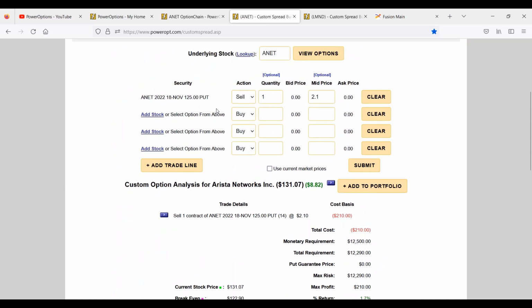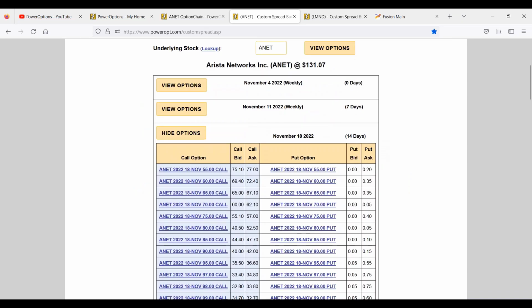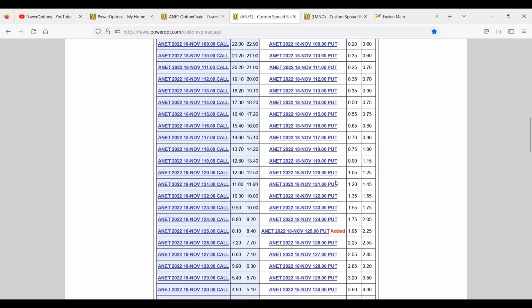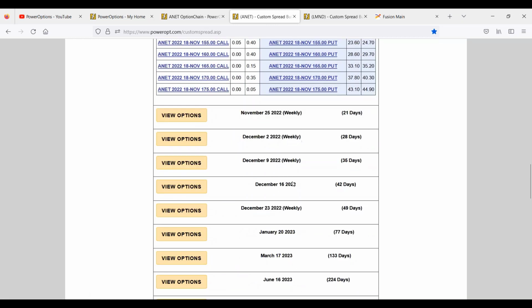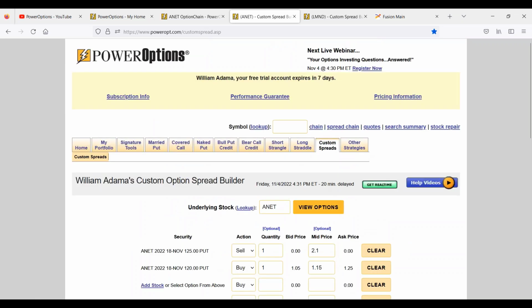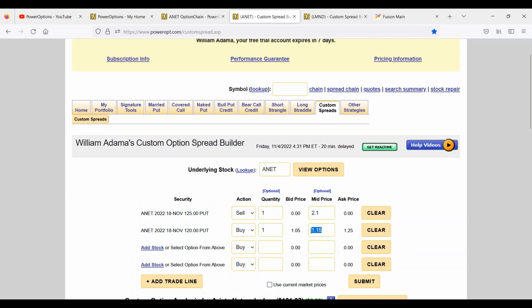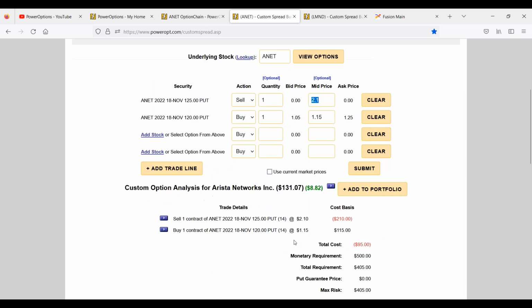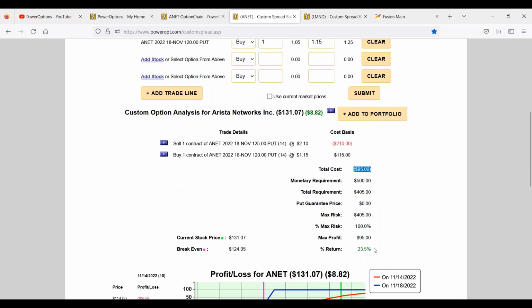I actually did a bull put credit spread on Annette, where I sold the put, of course, which obligates me to buy shares of stock at 125 if the stock's trading below it. But in case the market goes wonky, we're going to buy a lower strike put here. Let's just use the 120, a standard 5-point spread. So we're going to buy the lower strike put, and this is going to give me, okay, 1.15 at midpoint. So I still take in the 2.10, but now I've got to pay 1.15 to buy the second put at the lower strike. So that gives us a net credit of 95 cents.